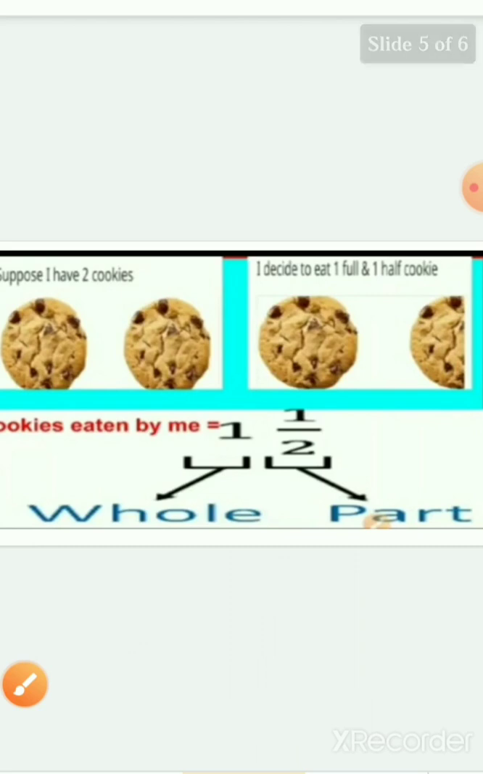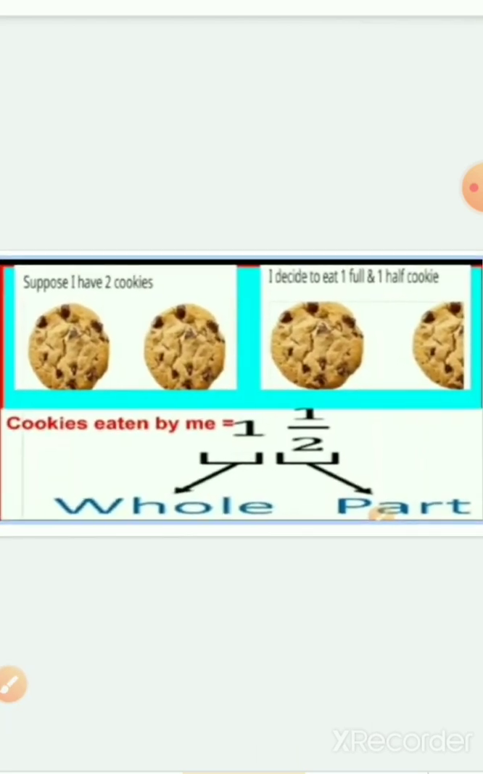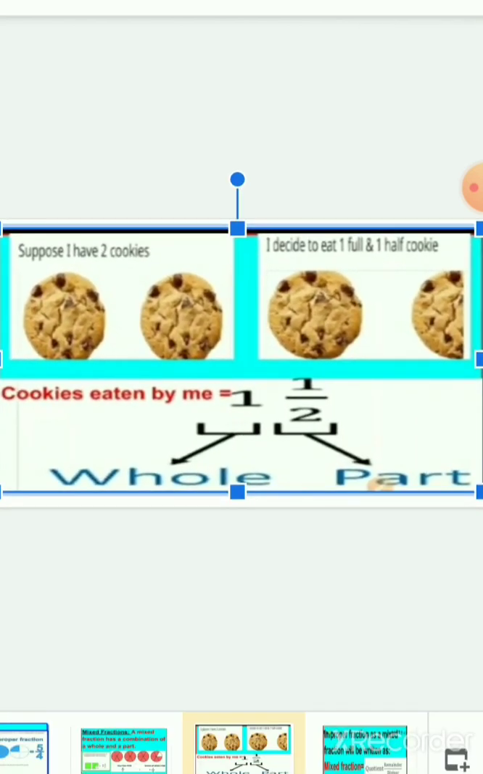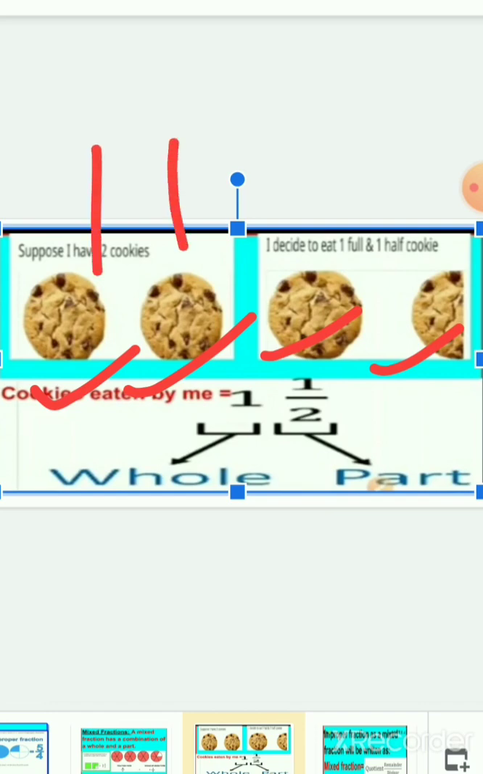Now, what are these? These are cookies. Everybody likes cookies? Very good. Even I like cookies very much. Suppose I have 2 cookies, and I decided to eat one full and one half.